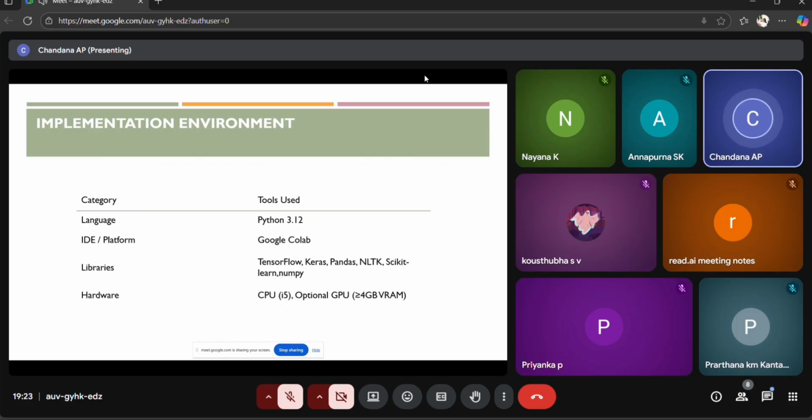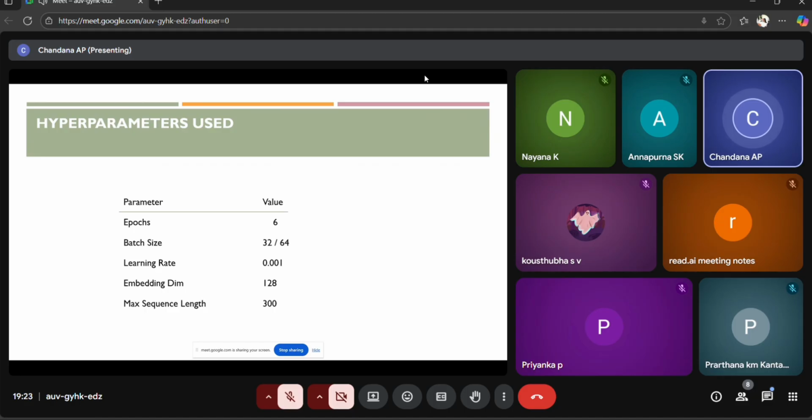The hardware used was a standard Intel i5 CPU, and optionally we can use a GPU with at least 4 GB of VRAM for fast training. Then moving on to the next slide, that is hyperparameters used. Here for training, we tuned and selected the following hyperparameters.